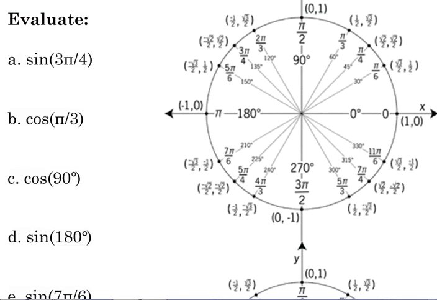Sine is the y coordinate. So I would write y. 3 pi over 4 is the angle. So on your unit circle, you are going to find where 3 pi over 4 is, and the sine is the y coordinate. So the answer to this is the square root of 2 over 2. The sine of 3 pi over 4 is equal to the square root of 2 over 2.